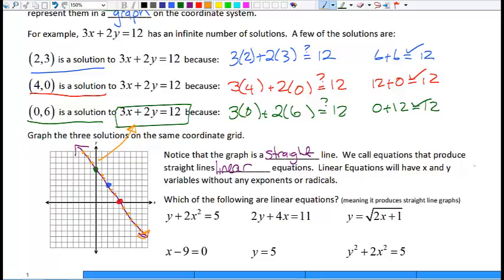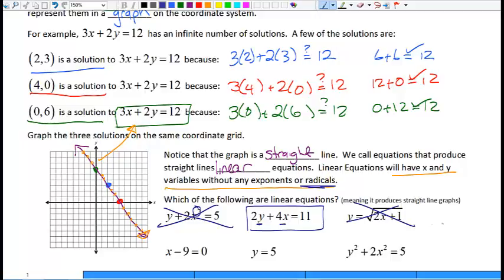Linear equations will have x and y variables without any exponents or radicals. So, using that definition, which of the following here are linear, meaning it produces straight lines? Let's take a look at the first one. The first one has this little x squared here. This says the x and y won't have any exponents, so that's not going to be a linear equation. This one has an x and this one has a y. There's no exponents and there's no radicals, so this one's going to produce a linear equation or a straight line. The next one, y equals the square root. Well, already, any radicals, we're going to have to say that's not going to be linear.